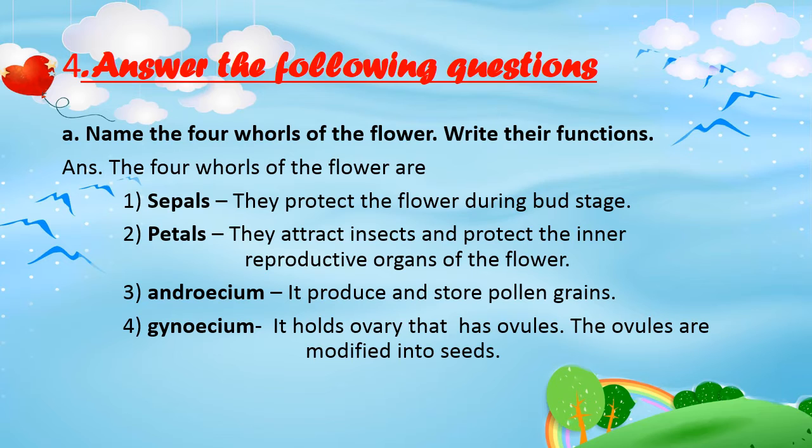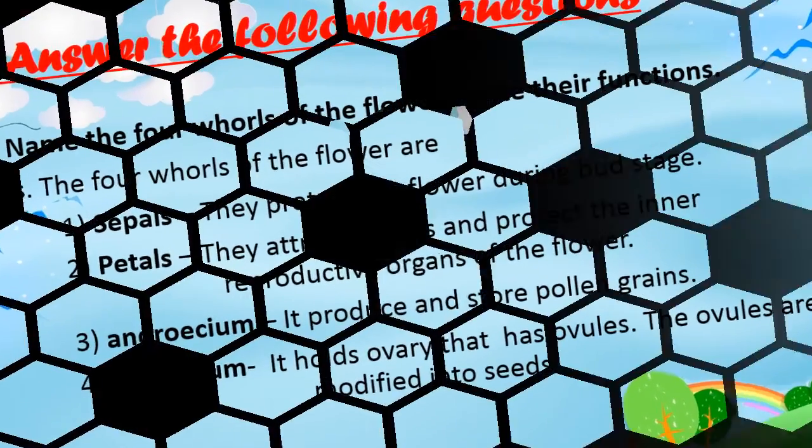Third is androecium. It is a male reproductive part, so its function is to produce and store pollen grains. Number 4 is gynoecium. It is the female reproductive part and its function is that it holds the ovary, which has ovules, and the ovules are modified into seeds later. So this is our A part.